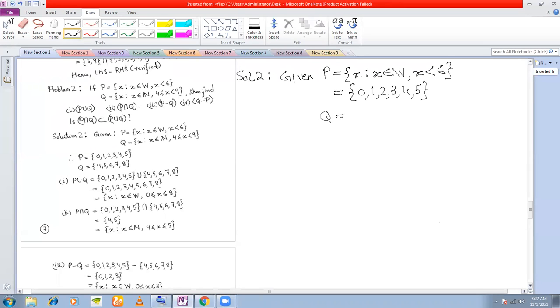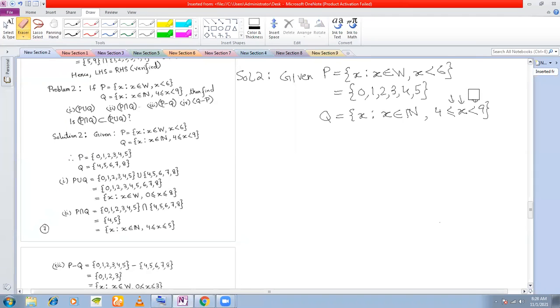And what is Q given here? x such that x belongs to N. x belongs to N means x is a natural number. And 4 less than or equal to x less than 9. What does this symbol mean? If you remember, I had explained this to you. If you have two less than or equal to's, and in between you have an x, then it means that x lies between 4 and 9. But because you have an equality here, that means x can be equal to 4 but not equal to 9, right?